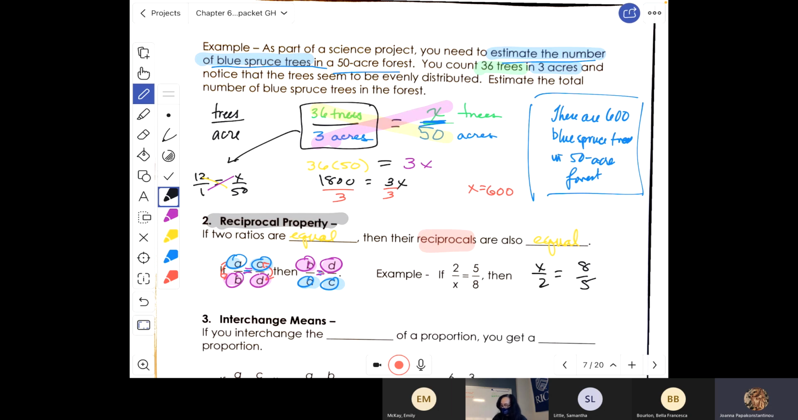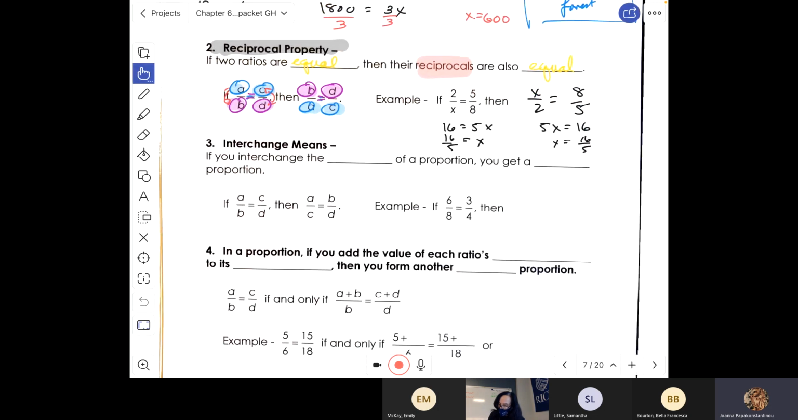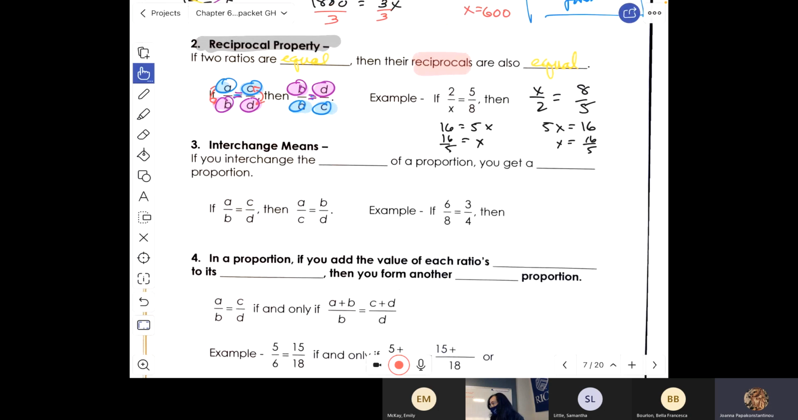And if I wanted to, I could solve for x, right? Here it would be 16 equals 5x. Here it would be 5x equals 16. I know the 2 sides of the equation are equal, right? It's a balanced equation. But then what would I do? I'd have to divide by 5 and I'd get a nice little improper fraction, and you should never fear improper fractions. You will see those a lot in Algebra 2. Okay, so that's just the reciprocal property. If it's easier to work with, you can just take the reciprocal of both sides.